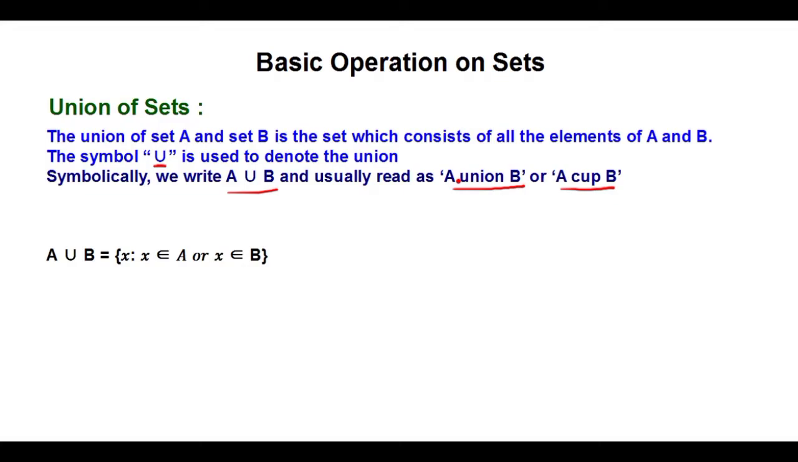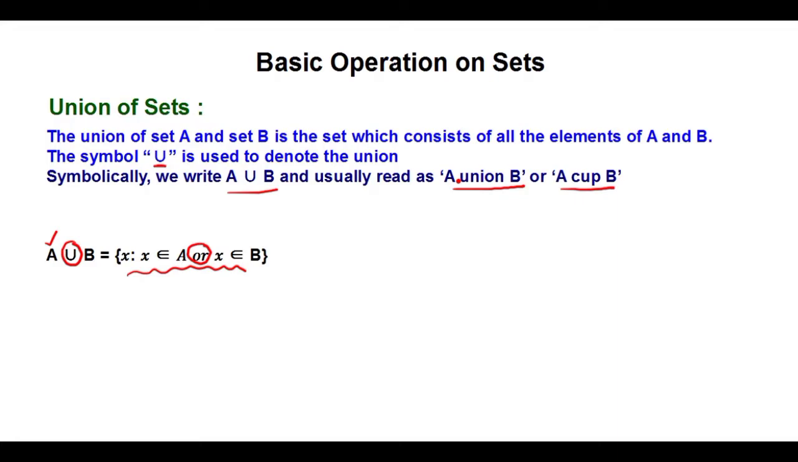This A union B also has a set builder form. In the set builder form of A union B, we have used x belongs to A and x belongs to B. Instead of union we have used the symbol for 'or'. So what is this union concept?